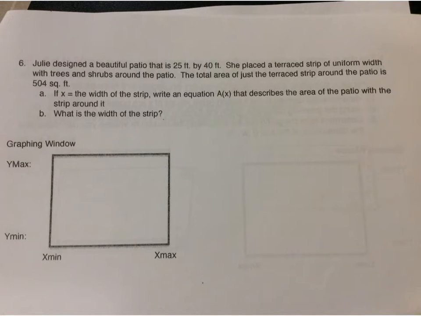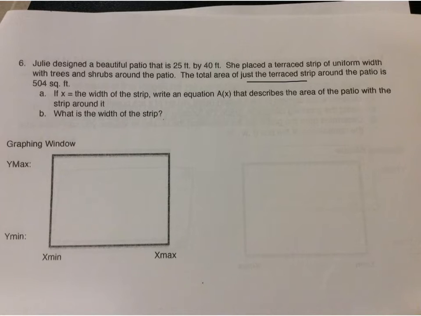Okay, let's take a look at number 6. Julie designed a patio that's 25 feet by 40 feet. She places a terrace strip of uniform width with trees and shrubs around the patio. The total area of just the terrace strip around the patio is 504 square feet. And then it says, if x is the width of the strip, write an equation A of x that describes the area of the patio with the strip around it.